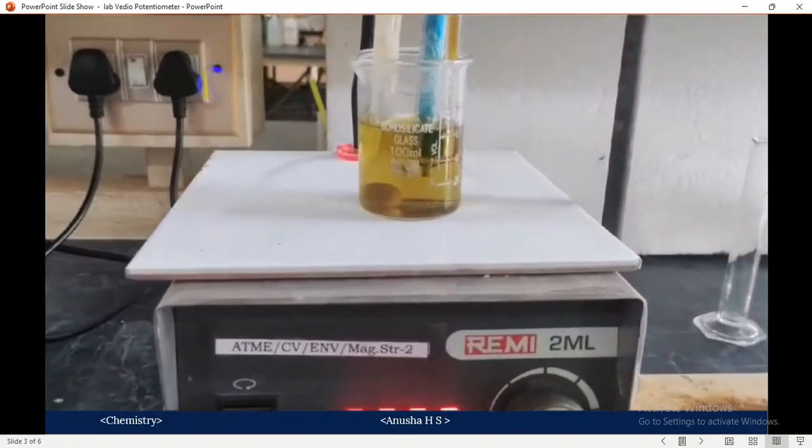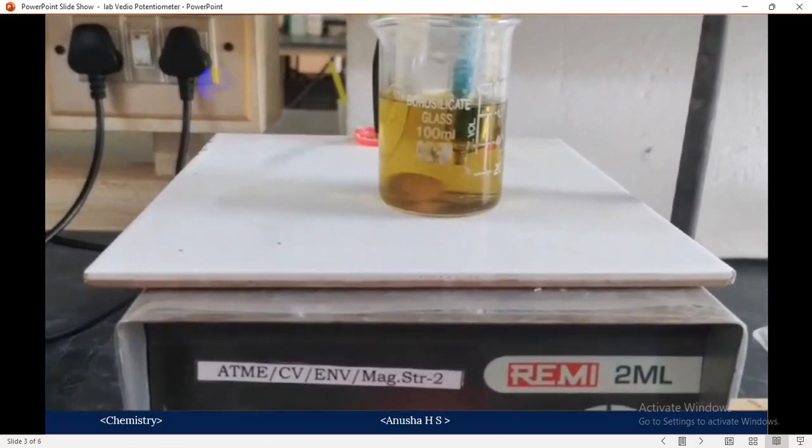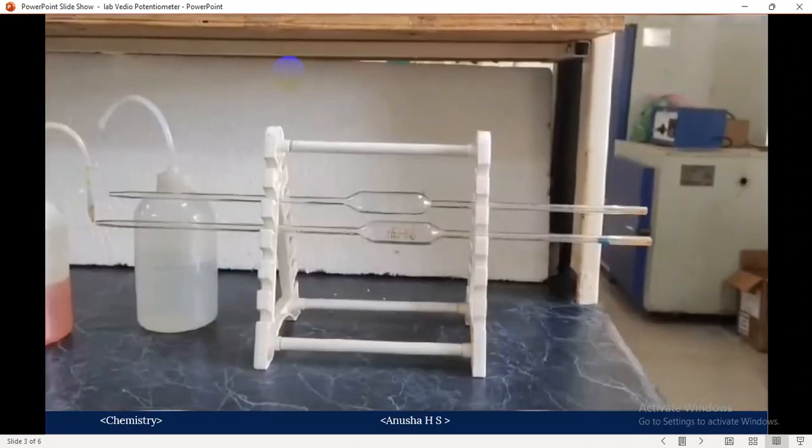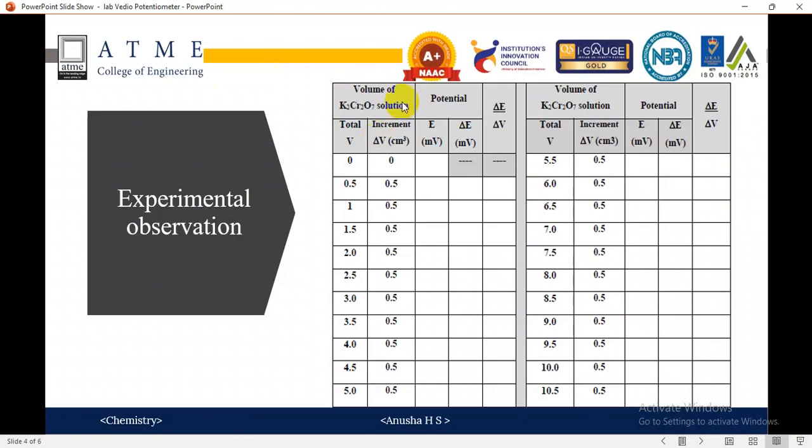Here we are observing the change in the color of the solution. Initially it is colorless, but now it is blue while adding the K2Cr2O7 to the beaker. The potential should be noted down here against the volume of K2Cr2O7. You have to add 0.5, 0.5, 0.5, so the change in volume, delta V, is 0.5 each time.